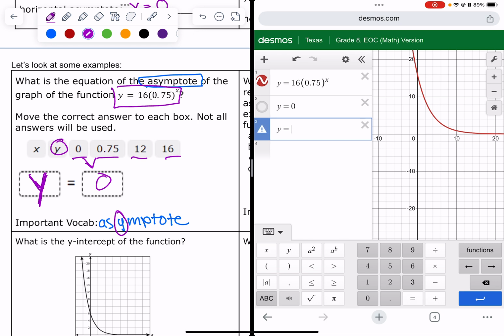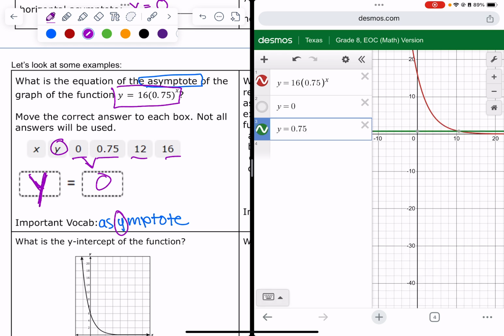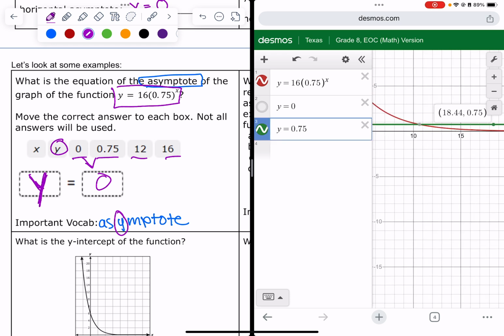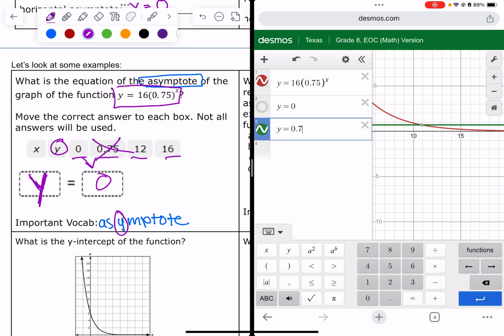Y equals 0.75. Do you see how they cross right here? This is what we don't want. We don't want them touching. We want the green line to be at the bottom, or where the red line starts to become flat. If there's more red underneath, that's bad. So that's wrong.